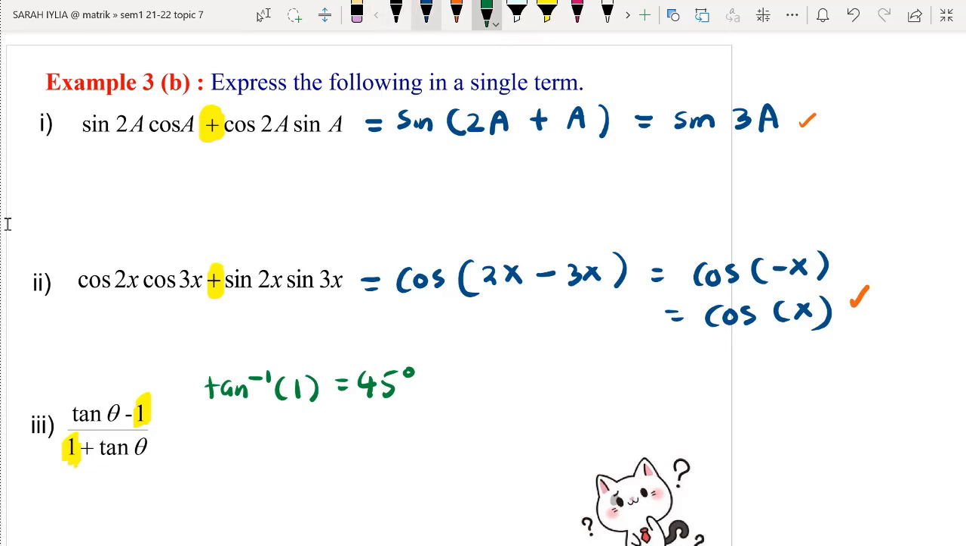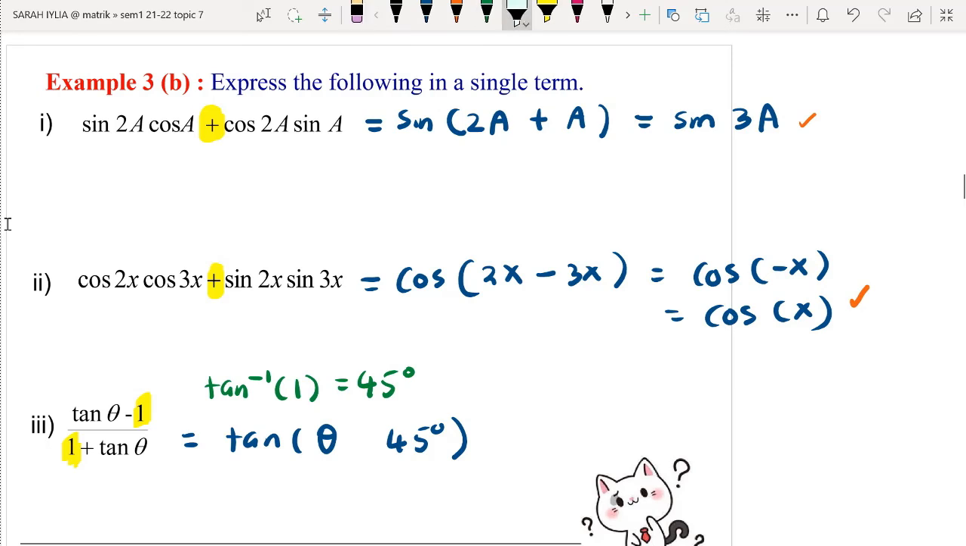So to express this as a single term, this would be equal to tangent of theta plus 45. Minus 45 plus lah. Sebab kita punya sign kat atas ni minus. So dia akan ikut. Sign kat bawah tu dia alternate. Sign kat atas tu dia akan follow. So kat situ tangent theta minus 1. So dia akan jadi tangent theta minus 45. Okay. Itu second pattern. Daripada bentuk extended, we have to change into single term.